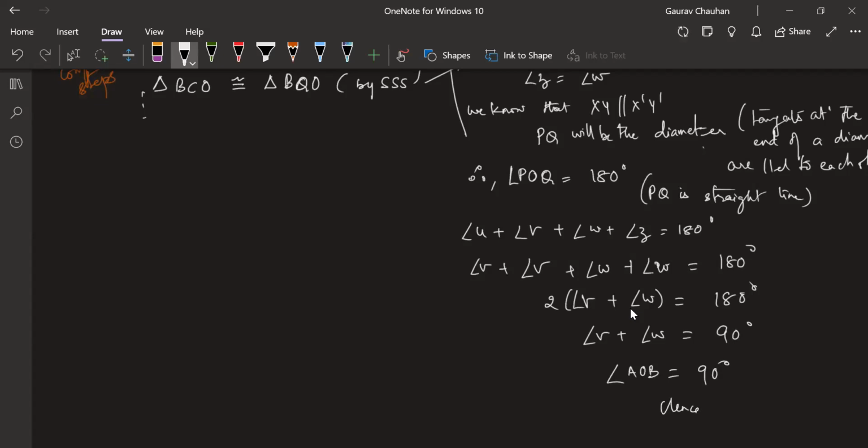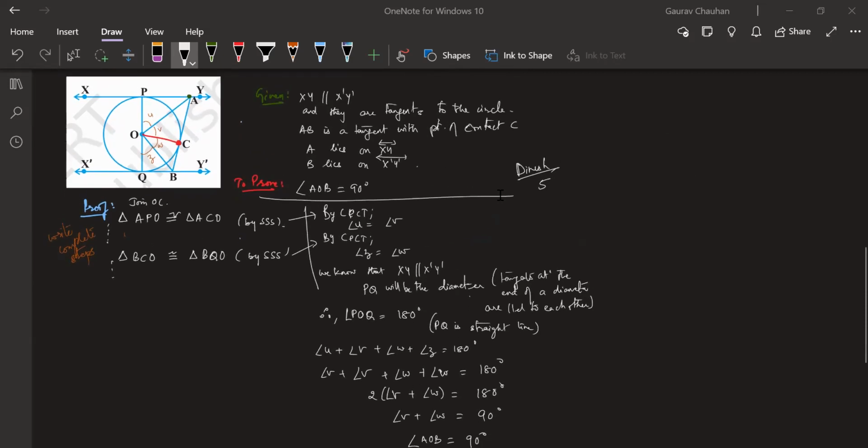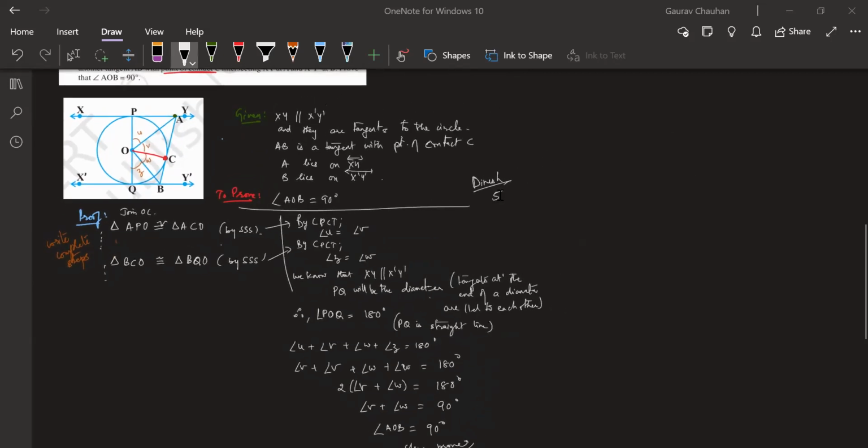Hence proved. Dikshit, how are you feeling? Understood. Bindu, can I get a response? Can I get a fist in the chat box? And the screen is available here for a screenshot to be taken. Okay.